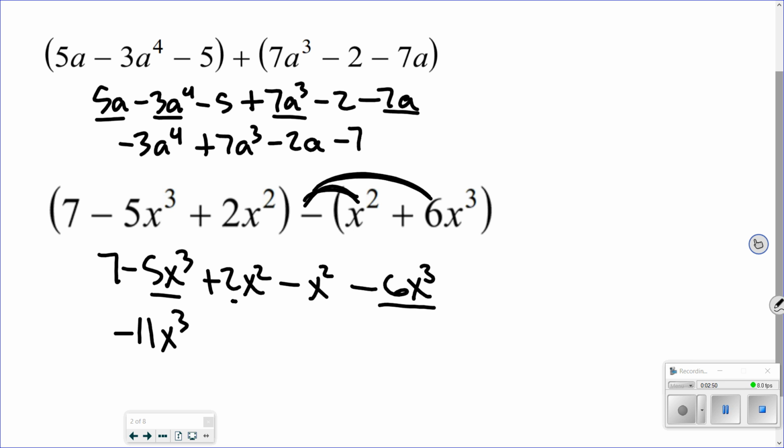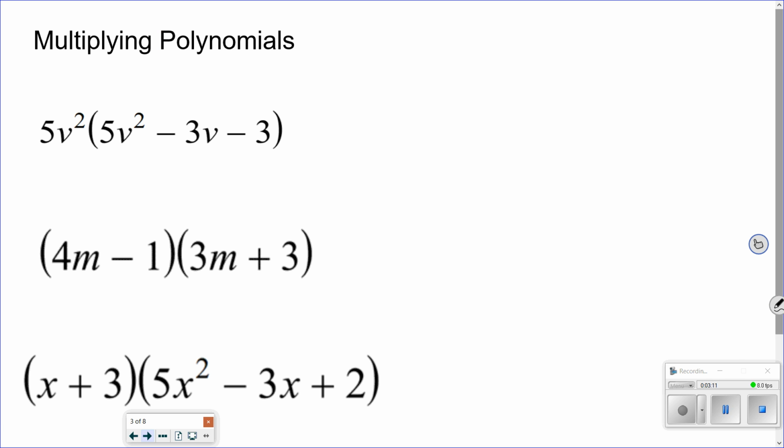I've got 2x squared minus 1x squared. 2 minus 1 is 1. And I've got a positive 7, so it's a plus 7 on the end there. Okay, so when you're adding and subtracting polynomials, write them without the parentheses. Make sure pluses, they don't change. Minuses, you switch signs. And then you're just combining like terms once you've done that.